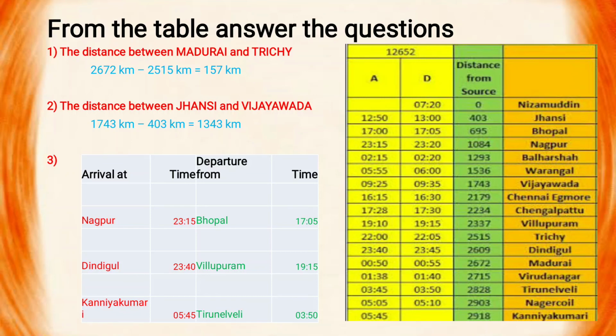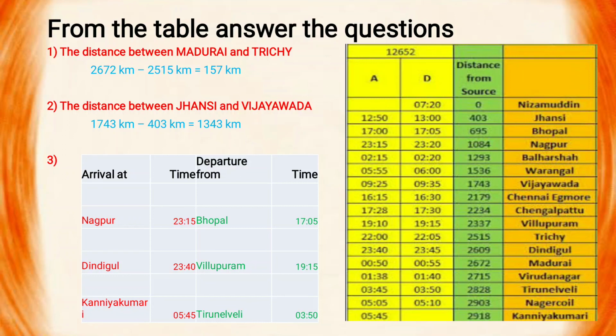In the third question, they have given arrival at some cities and departure from some cities. You are going to find the timings. So, the arrival time at Nagpur. See the A column. Arrival means A, departure means you should see D. So arrival at Nagpur is 23:15. Mostly in railways they give the 24-hour format only. In the airport as well as railways they use the 24-hour format.